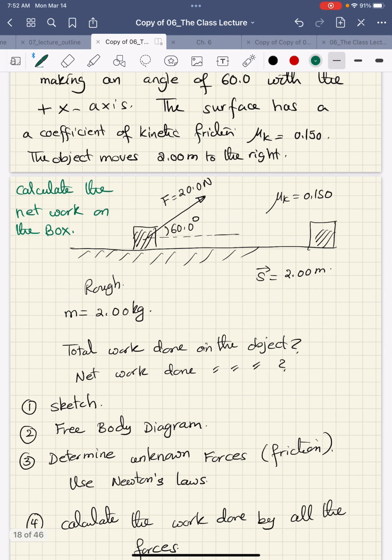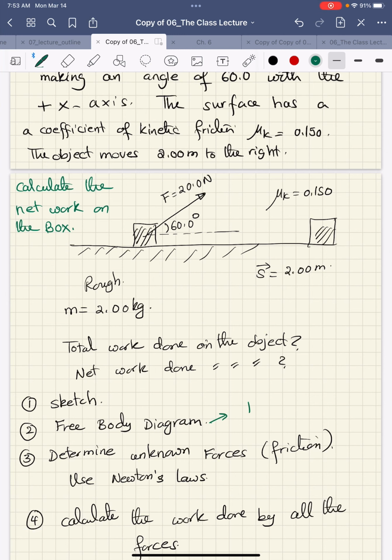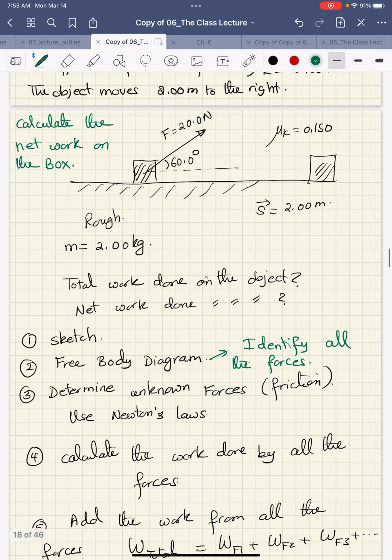I will say the steps here for the calculation. You are going first to sketch. Just make a diagram. You need to draw a free body diagram because you need to identify all the forces. Now also, I might use Newton's laws to determine one of the unknown forces, like friction.